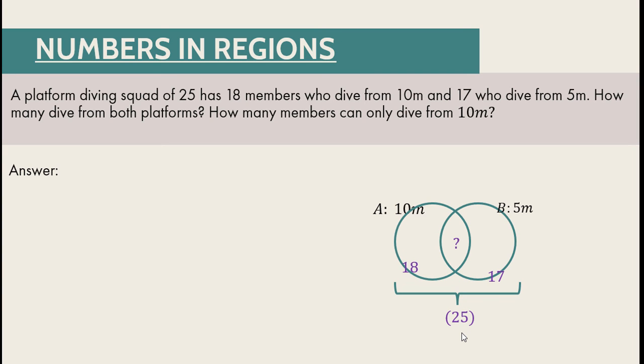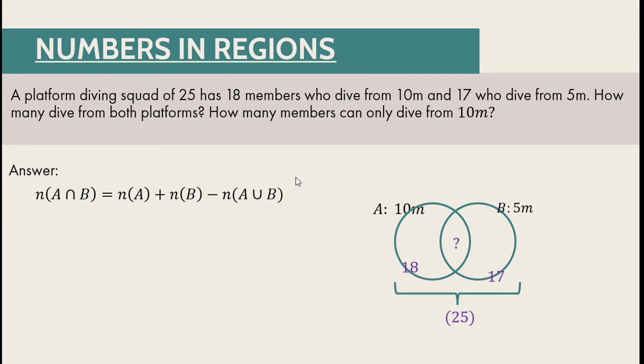And now is a word problem. A platform diving squad of 25 members has 18 members who dive from 10 meters and 17 who dive from 5 meters. How many dive from both platforms? And how many members can only dive from 10 meters? The number who can dive from both platforms would be the intersection of A and B. And the members that can only dive from 10 meters would be the moon shape that belongs to A but not to B.